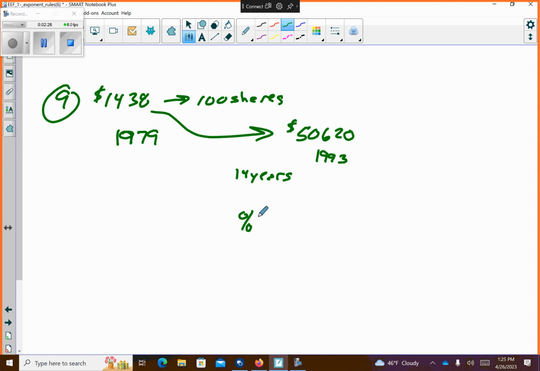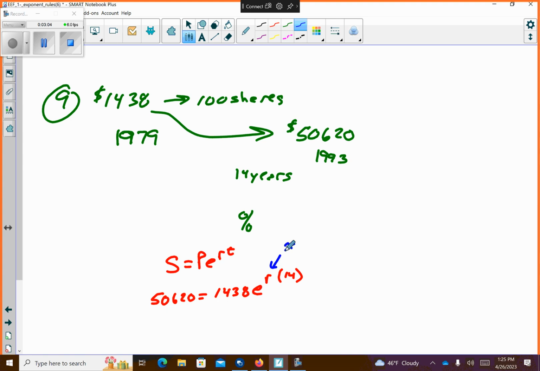Okay, so this is basically just S equals P e to the RT. So we know that we went from 50,620. We started with 1438. E is the exponential. We don't know what R is, and then we have 14 years. Okay, so if I plug this in, I'm going to change this to an X so it'll plug in nicely.